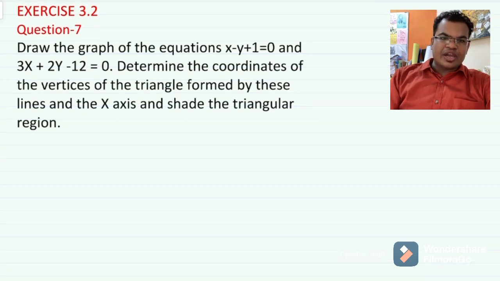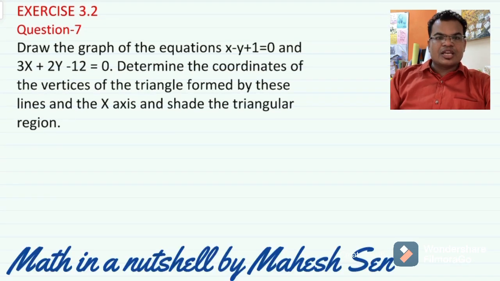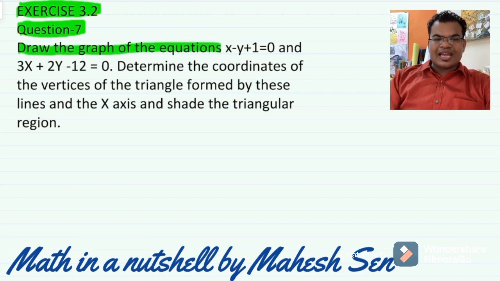Today we are going to have this video, the exercise 3.2, question number 7, the last question of the exercise. In this question we have to draw the graph of the equations x minus y plus 1 equal to 0 and 3x plus 2y minus 12 equal to 0. These are the two equations and we have to draw the graph for this.